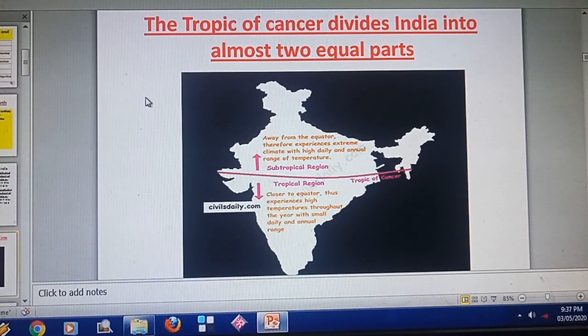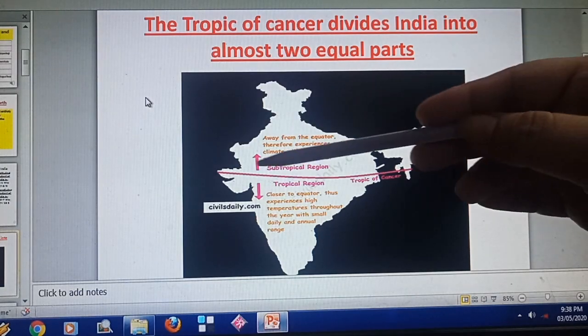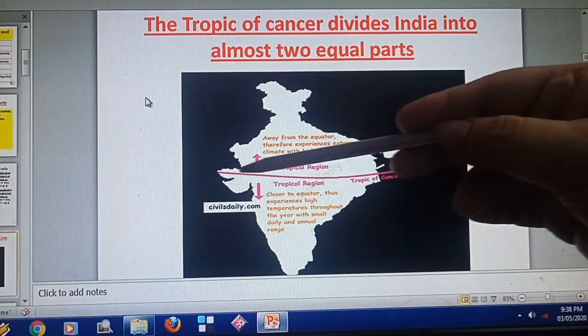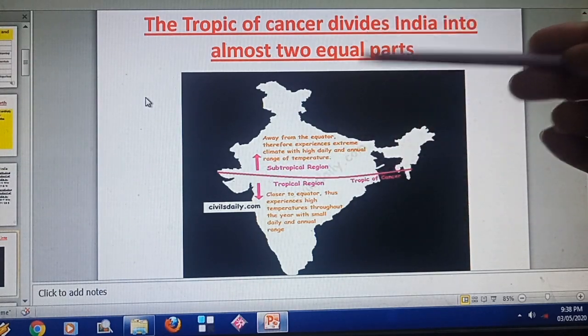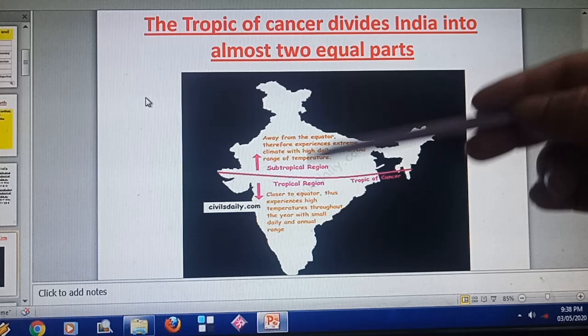The Tropic of Cancer divides India into two equal parts, almost two equal parts. ये जो ट्रॉपिक ऑफ कैंसर है, ये लैटिट्यूड जो है वो इंडिया को दो इक्वल पार्ट में डिवाइड करता है.